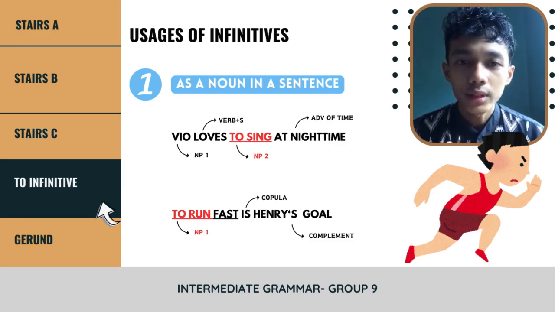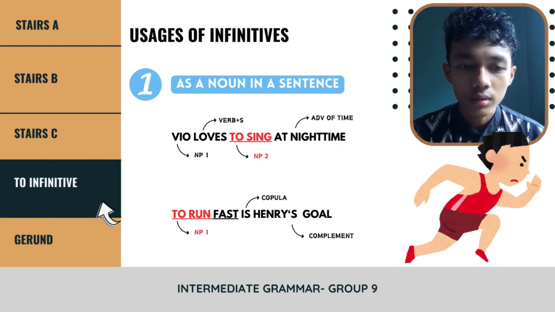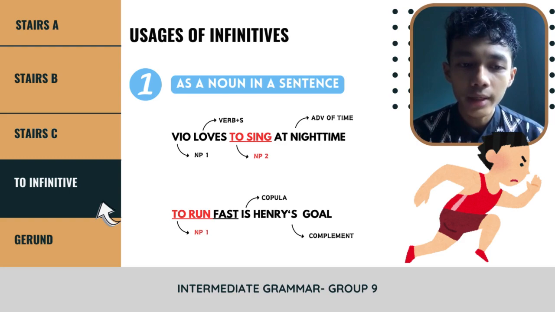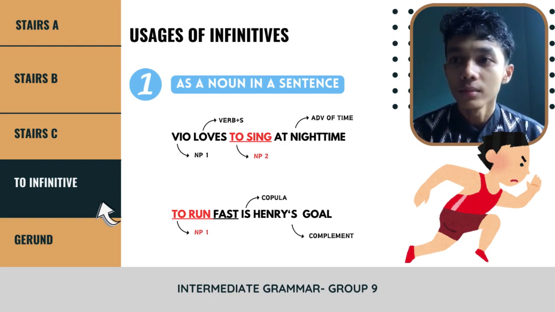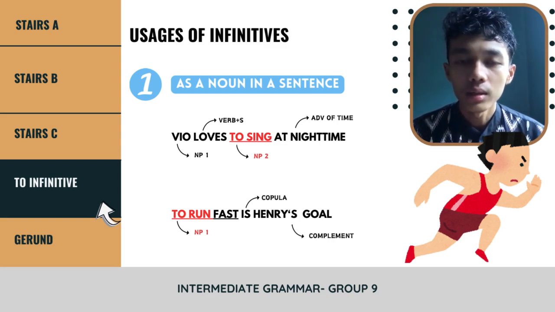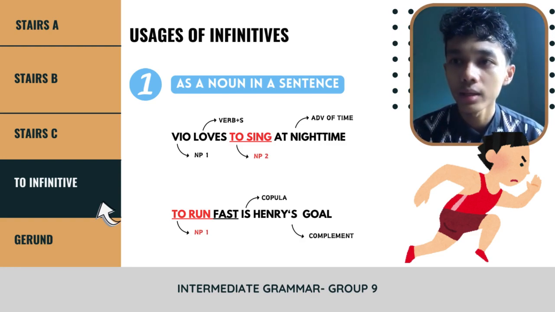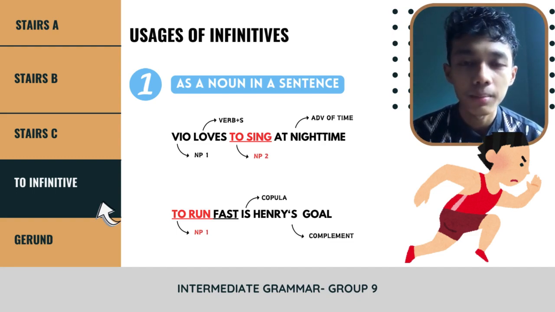If you put infinitives in the front or as the subject of a sentence, usually it becomes a nominal sentence. For example, to run fast is Henry's goal. So that is the infinitive. You could see there, to run fast, and then it is followed by a copula and the complement.